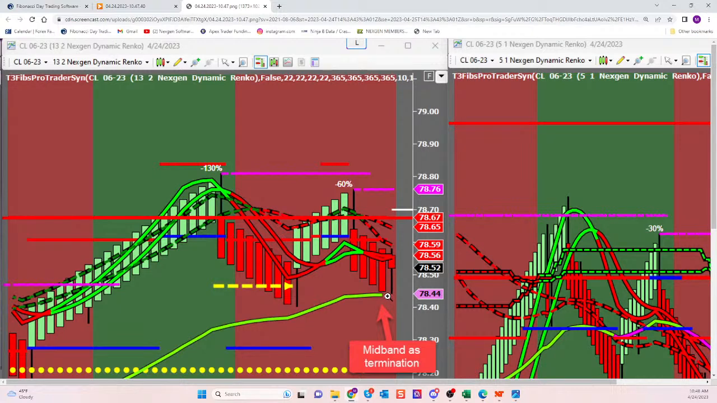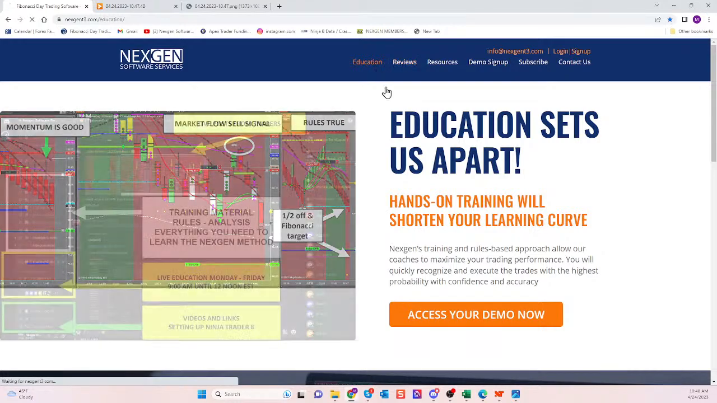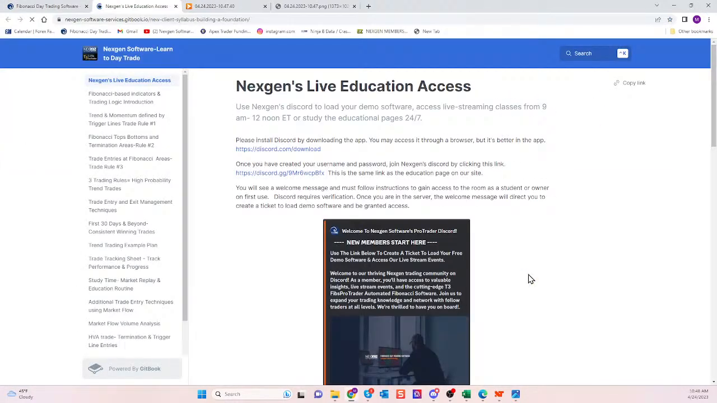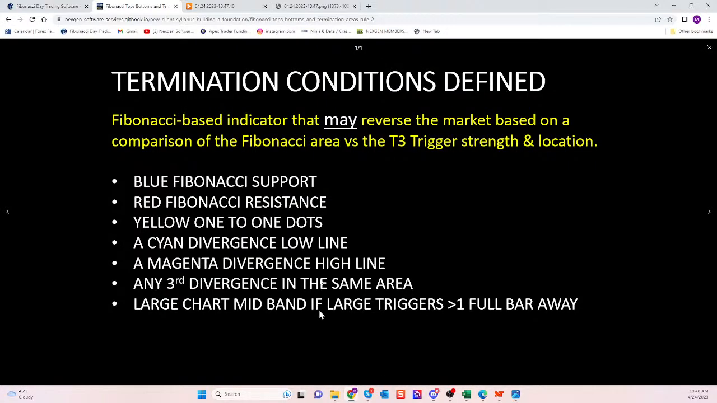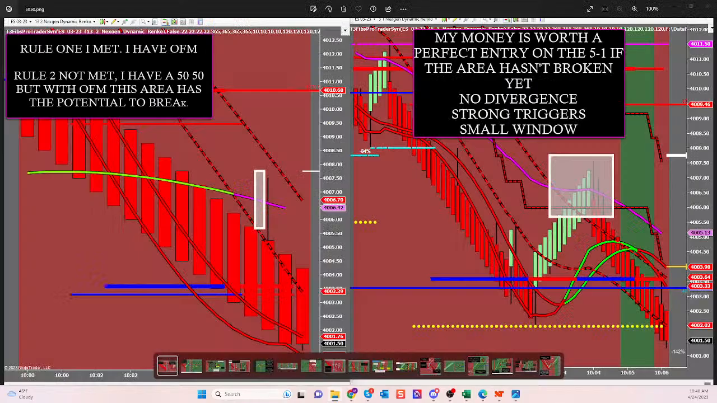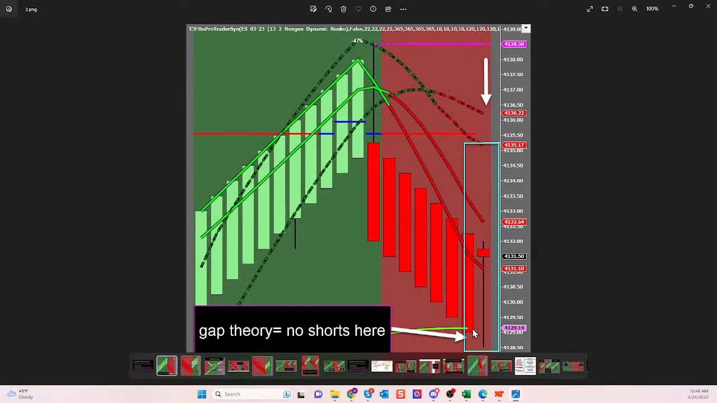Gary, is the mid-band a termination? Let me go to the education page and click on that. A large sharp mid-band is a termination if the large triggers are a full bar away. And why is that? Well, that's because of the gap theory. If a mid-band is reached and those large triggers are a full bar away, guys, the gap theory says no shorts. The old gap theory.